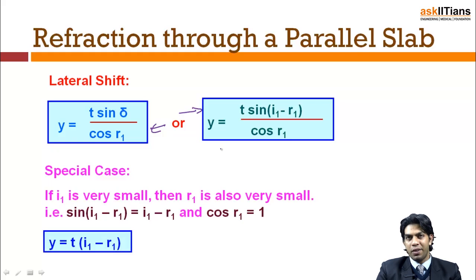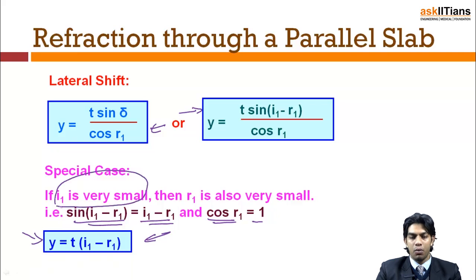Special case is obviously when I1 is very small, then R1 also will become very small, and we can drop the sine as well. So sin(I1 minus R1) becomes I1 minus R1, and cos R1 becomes 1. So this is a small angle approximation, that is, only when I1 is very small can I write this expression. That is, the lateral shift is equal to the thickness multiplied by the angle of incidence minus the angle of refraction at the first surface. That's my lateral shift.